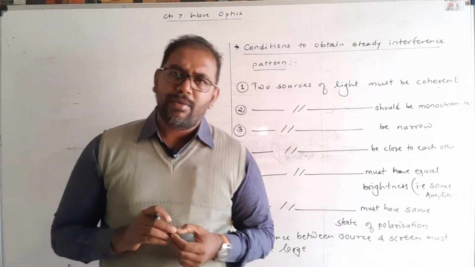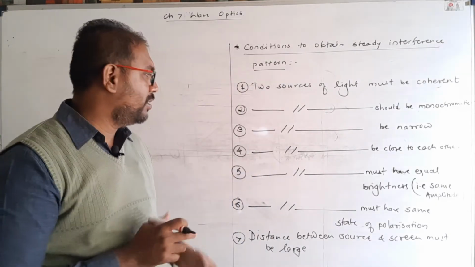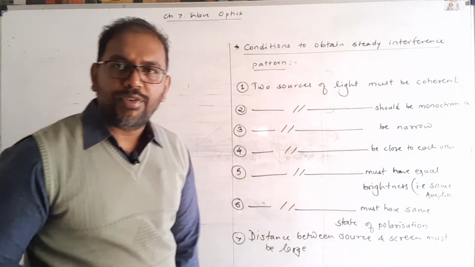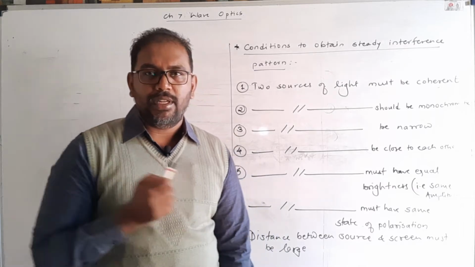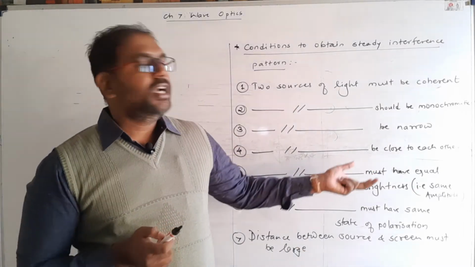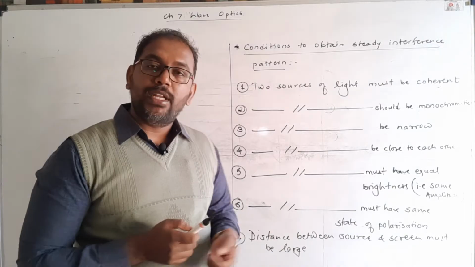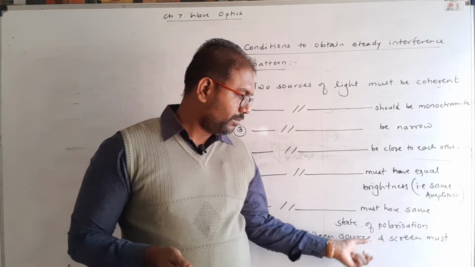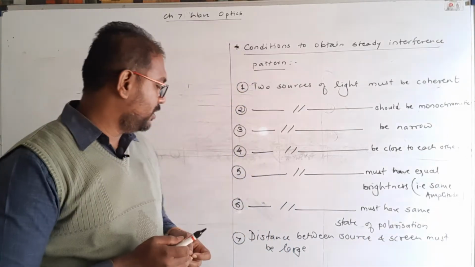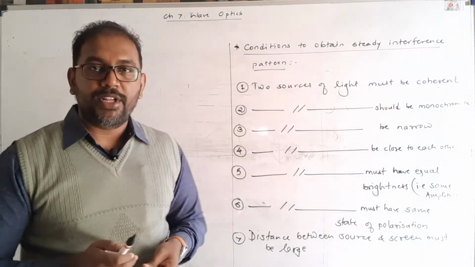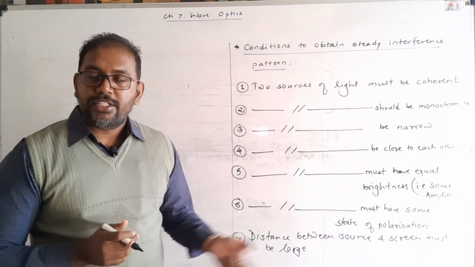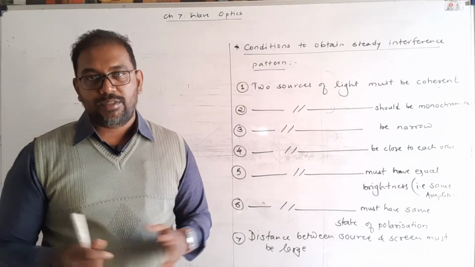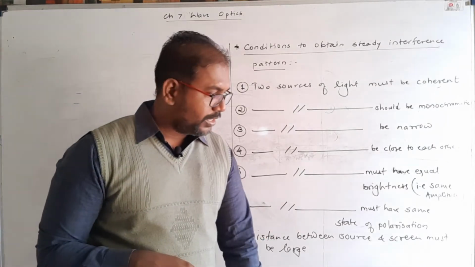Why is this 1 meter, 1.5 meter called a large distance? Because here we learned two sources of light must be close to each other. I told you close to each other means they are separated by 2 mm, 3 mm, etc. As compared to 2 mm, 3 mm, this 1 meter is very, very large. So the distance between the source of light and the screen must be large. These are the conditions to obtain a steady interference pattern. When these conditions are fulfilled, we get a steady interference pattern. I hope everyone understood these conditions.